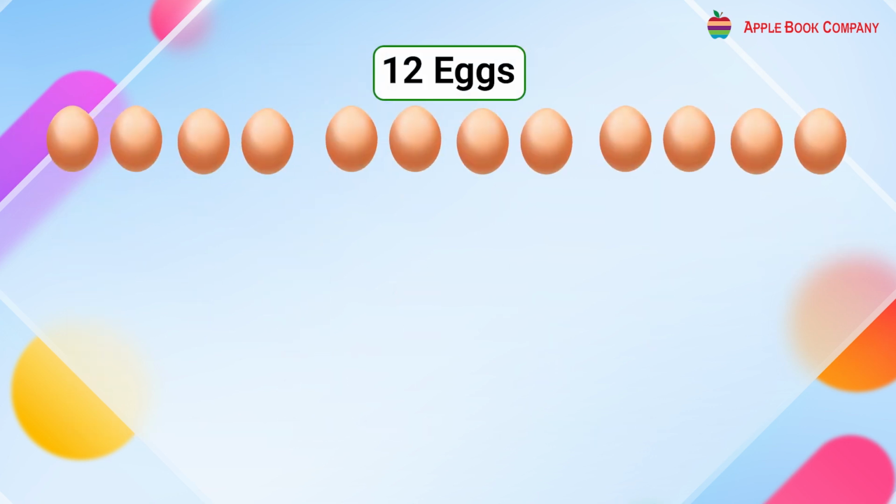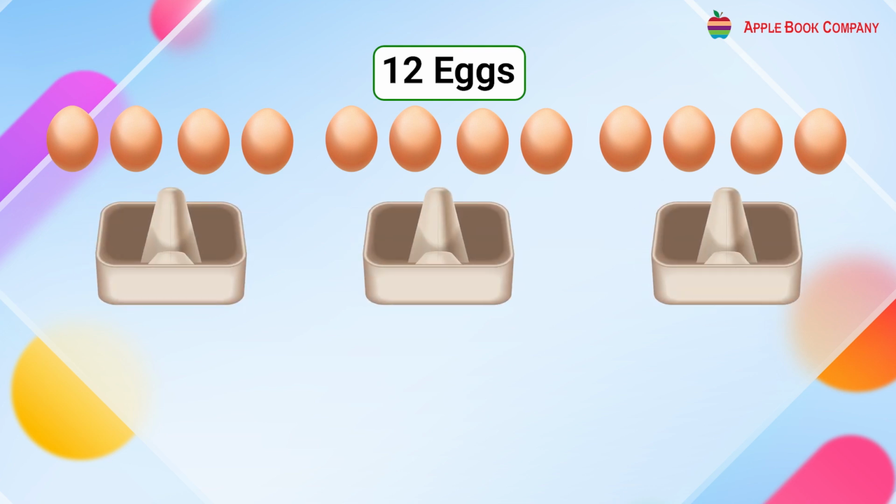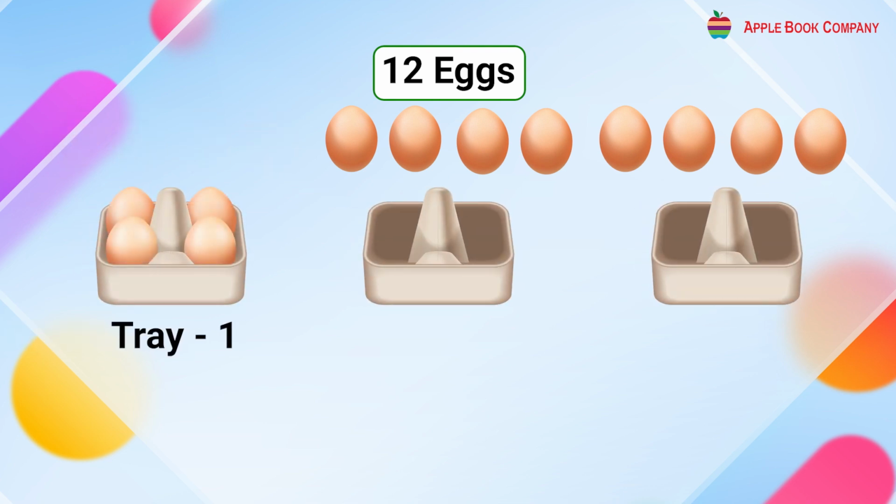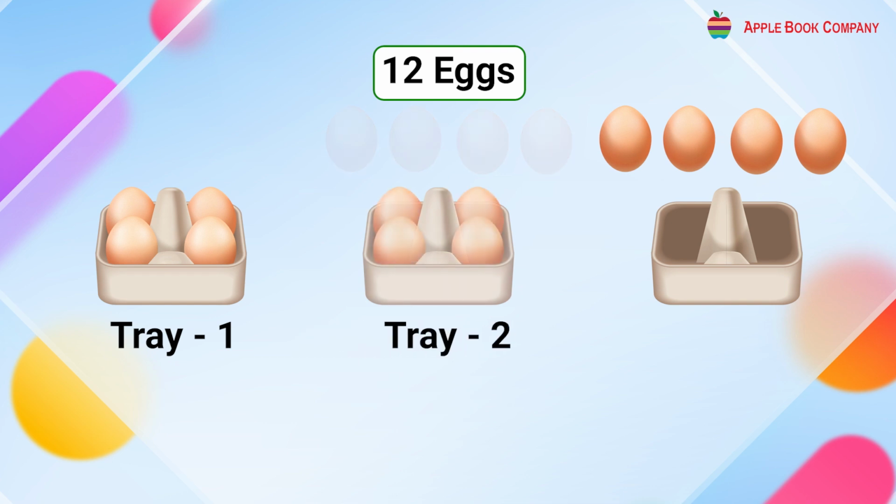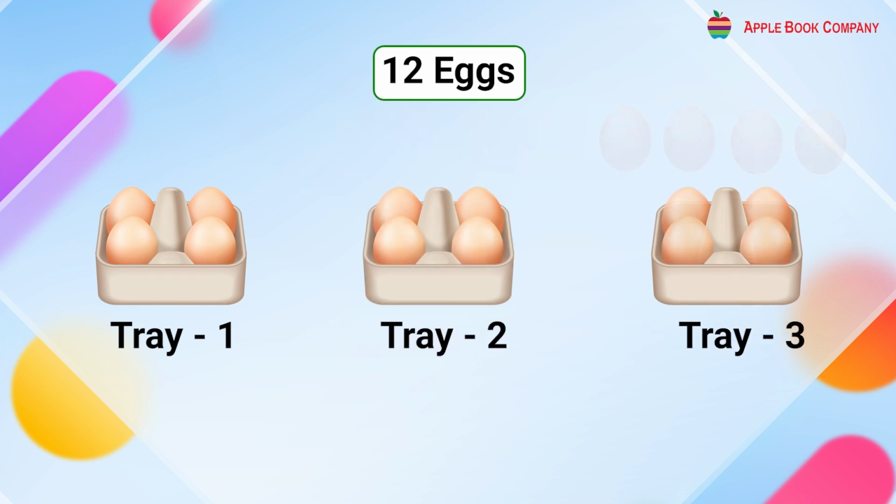There are 12 eggs. They need to be placed in 3 trays equally. So tray 1 gets 4 eggs, tray 2 gets 4 eggs, and tray 3 gets 4 eggs. So how many eggs are there? 12. How many trays are there? 3. How many eggs in each tray? 4. Thus, we can see that 12 eggs are shared equally in 3 trays.